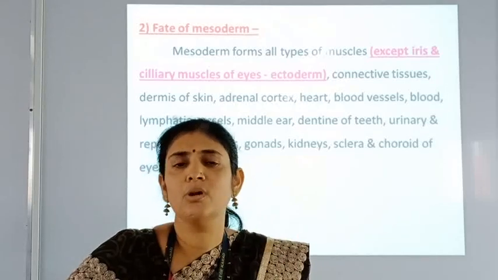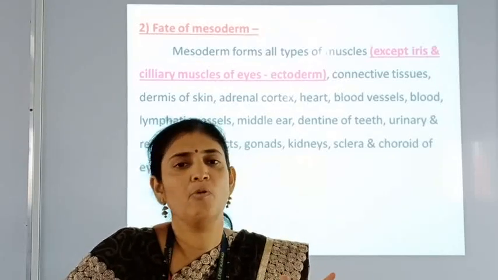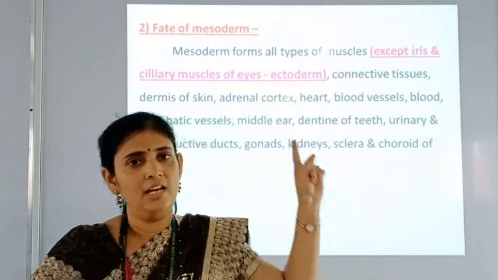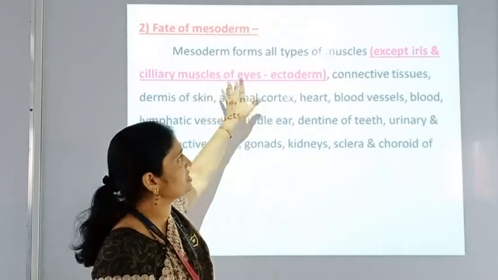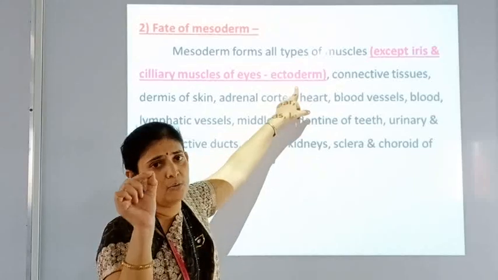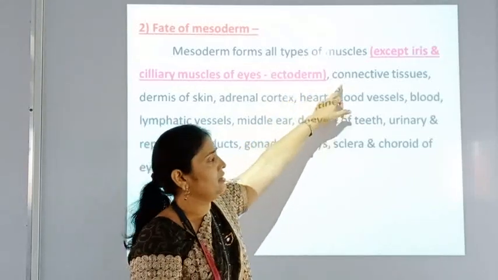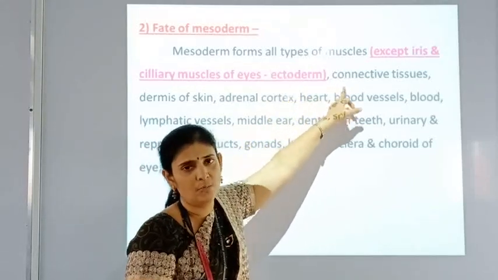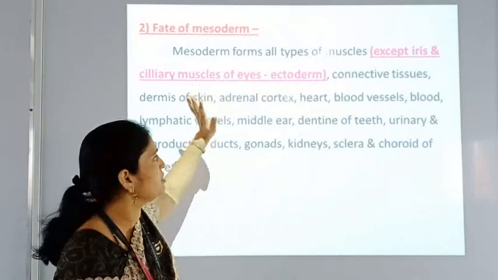Except for those 2 muscles, all the other muscles in our body are formed from the mesoderm. And these muscles are not derived from ectoderm, that we have to remember. Then all types of connective tissues we have studied are derived from this mesoderm.